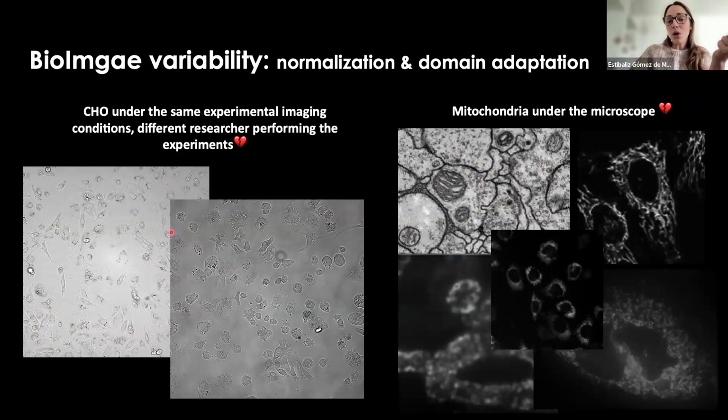So here I'm showing you two CHO images taken with transmitted light microscopy, same microscope, same experimental conditions. We are just changing the person who is taking the image. And you can see that they are very different. Actually, they even look like different phenotypes. Here we have elongated cells. Here they are like a smashed egg, right? If we look at how they look in different modalities, where here I'm showing you mitochondria with different microscopy modalities, they are all different. So how do we deal with this?